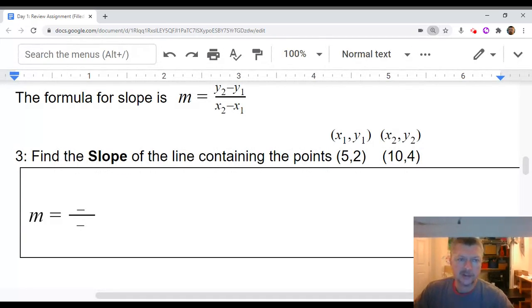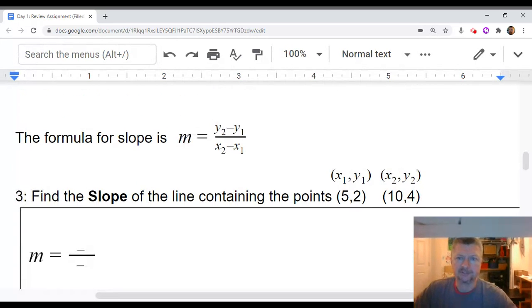All right, this quiz is going to have slope and midpoint on it. Here's a slope formula, y2 minus y1 over x2 minus x1. So here I marked it, x1, y1, x2, y2. So the first thing is y2. Y2 is 4.